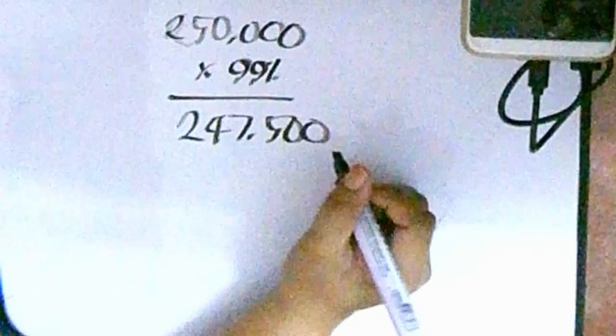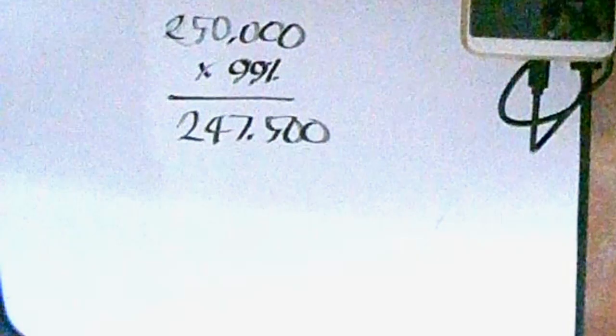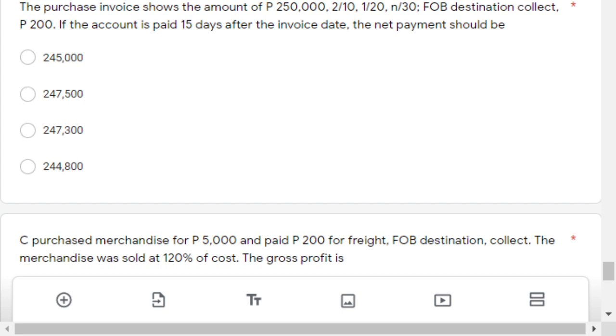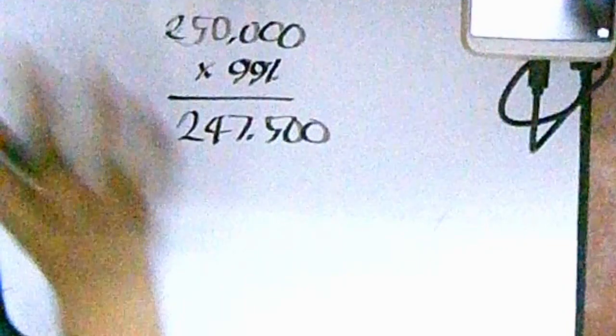So, again, the FOB destination, ano nga ba to? Sa FOB destination, si seller yung magbabayad kasi nga destination. Pero ang nangyari, si buyer yung nagbayad, or tayo yung nagbayad. Sabi dyan, FOB destination, si seller dapat, pero collect, ibig sabihin si buyer ang nagbayad. So, mangyayari niyan, babawasan natin, kasi si seller naman dapat magbayad. So, ibig sabihin, babawasan natin to ng 200 yung utang natin.